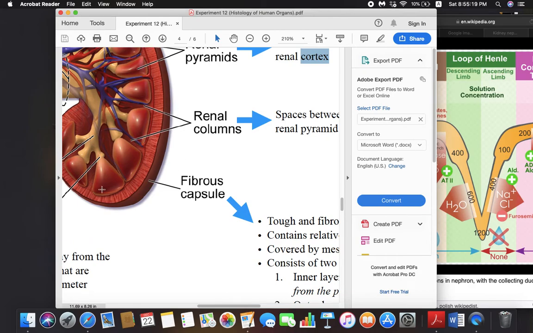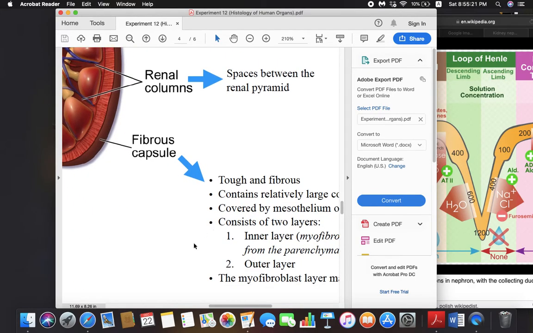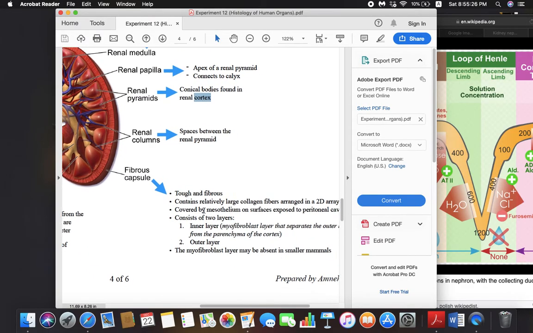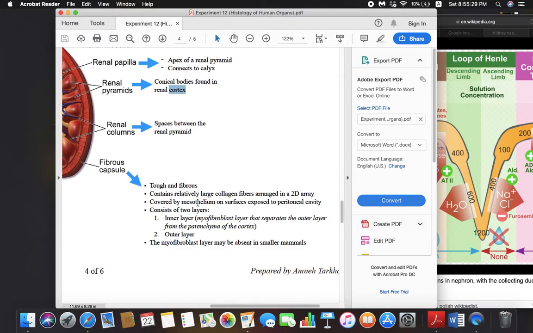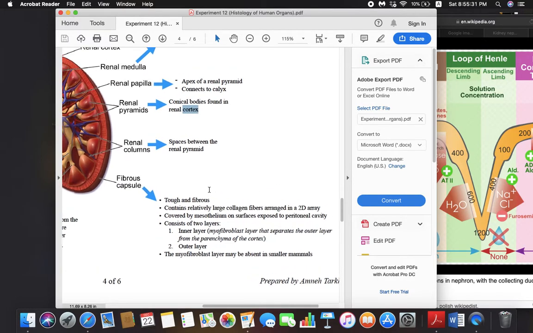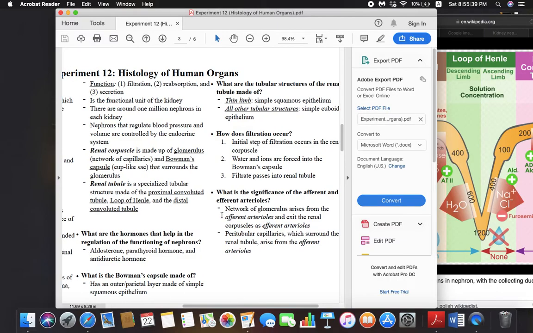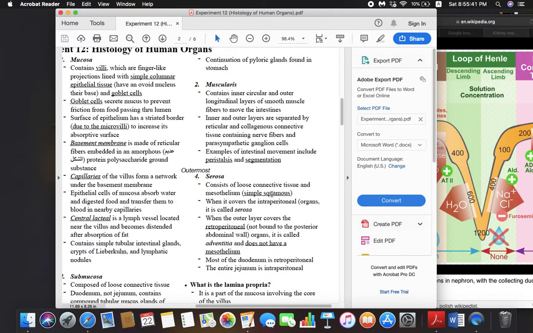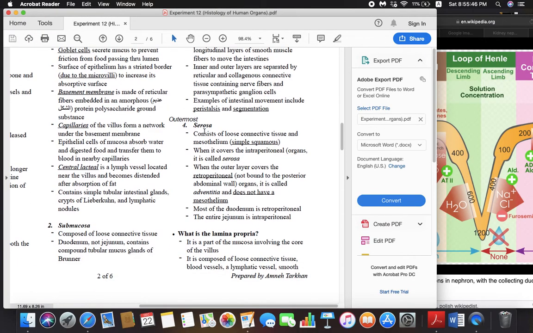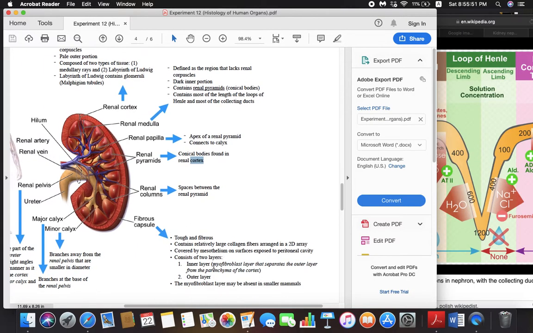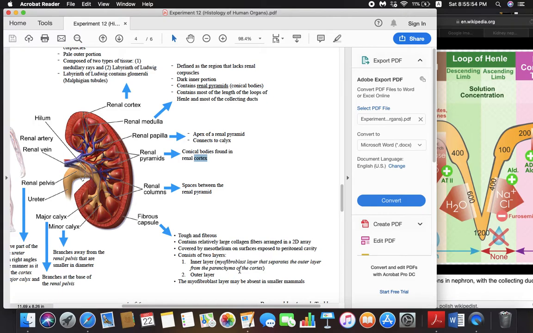Outside of the kidney, we have the fibrous capsule. It's tough and fibrous, as you can tell from its name. It's fibrous because it contains relatively large collagen fibers arranged in a two-dimensional array. It's covered by mesothelium on surfaces exposed to the peritoneal cavity. If you remember from the serosa, we said that mesothelium is basically simple squamous epithelial tissue. And I just mentioned it here because it came up twice. So the fibrous capsule is covered by mesothelium, which is simple squamous epithelial tissue.